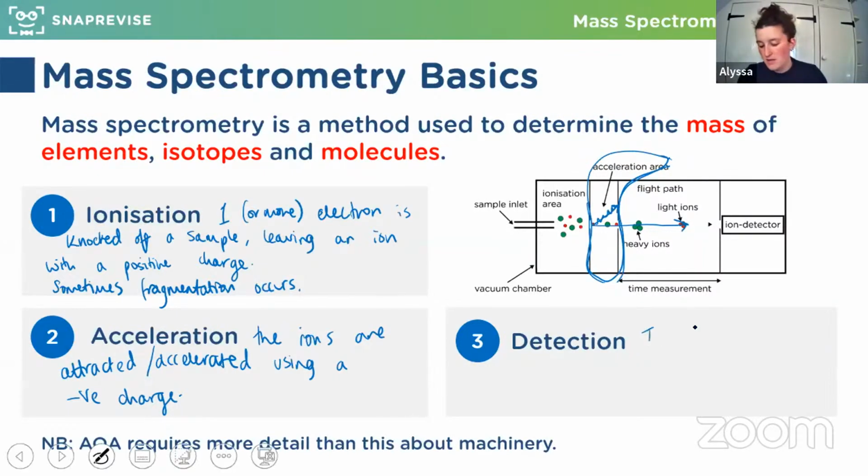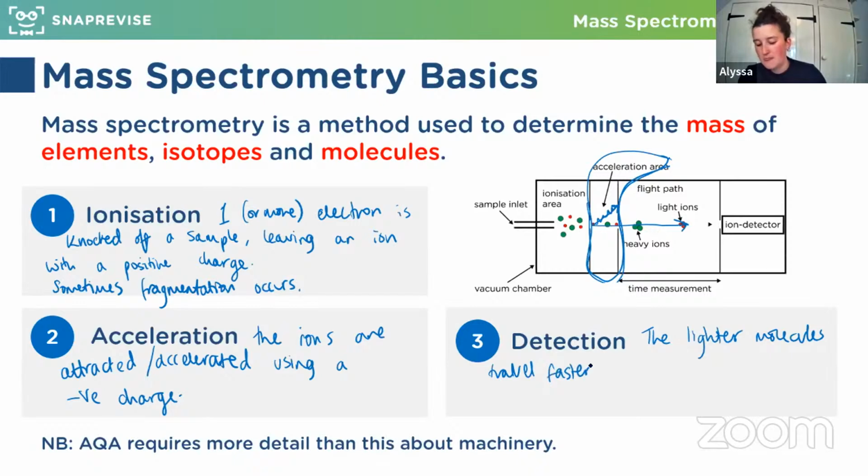So, with a straight flight path, the lighter molecules travel faster, so they are detected first. And then more highly charged ions will also travel first, because they have a greater attraction in the acceleration area.